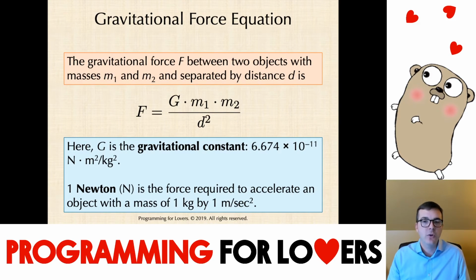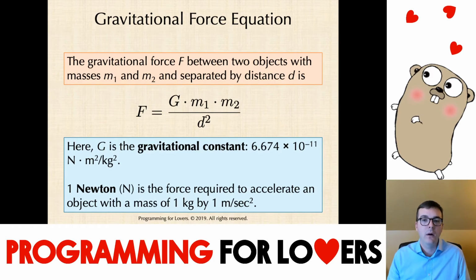Here, g is a special gravitational constant, which is 6.674 times 10 to the negative 11 Newton meters squared per kilogram squared. And a Newton here is the amount of force that's needed to accelerate an object with a mass of 1 kilogram by 1 meter per second squared.